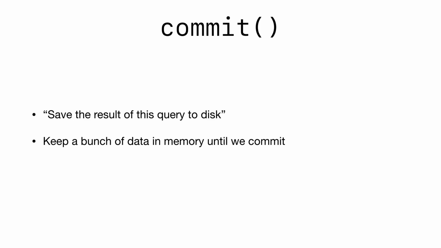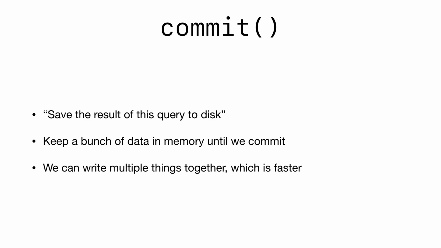That allows us, for example, if we try to insert some data and it turns out to be corrupted or something like that, we can then roll back and not actually save anything to the disk. It also allows us to write multiple things together. For example, we can delete a user and insert a new user and then commit. And that actually proceeds to removing the data from the disk and inserting the new data.